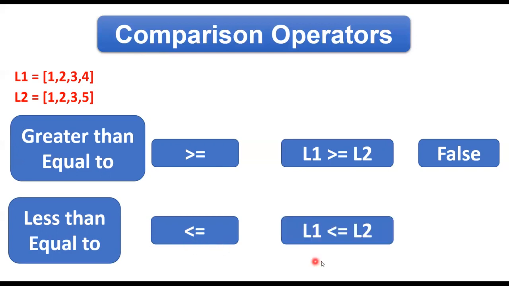Similarly, less than or equal to, we always denote this operator like this, less than and equal to also. I'll be writing L1 <= L2. I'll get the result as true because L2 is not equal to L1, we know that, but L1 is less than L2. And which element is making the comparison? My last element is making the comparison. So in this way, we make comparison between two lists.